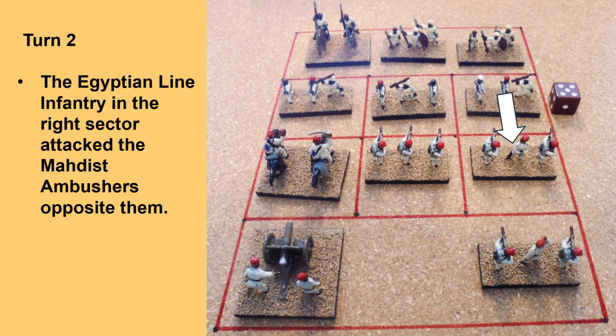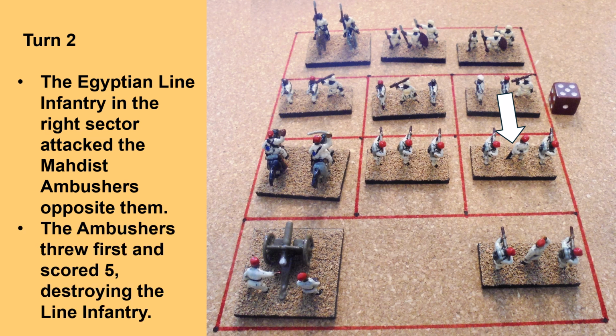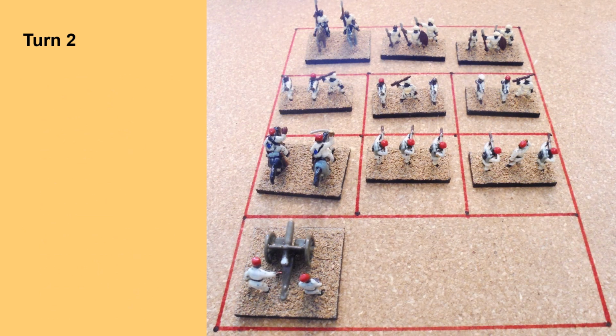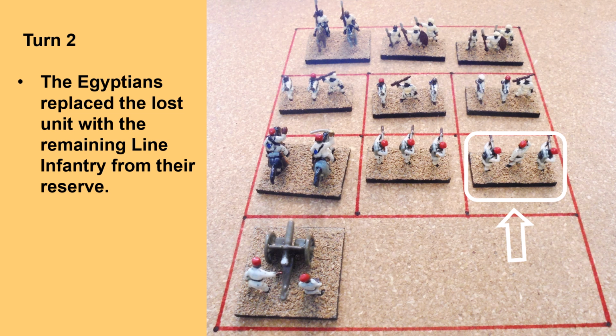The Egyptian line infantry then decided to attack the Mahdists opposite them in the right-hand sector. But of course the ambushers threw first, threw a 5, and destroyed that line infantry unit, which was immediately replaced by the last remaining line infantry unit from the reserve.